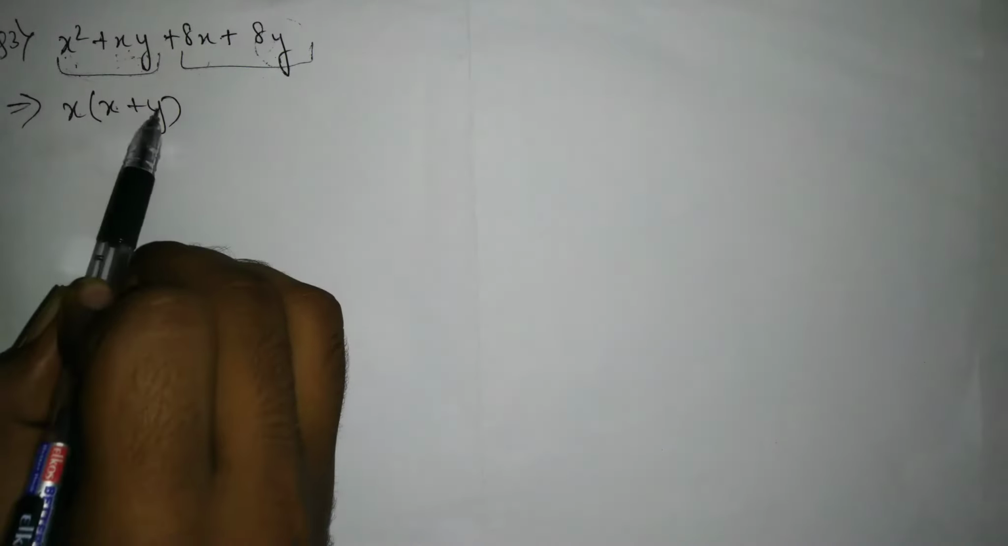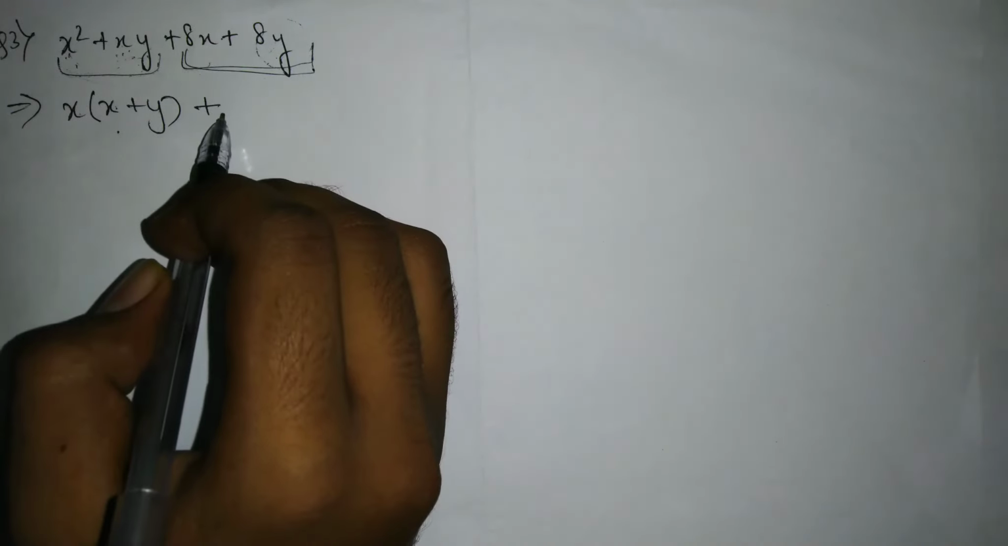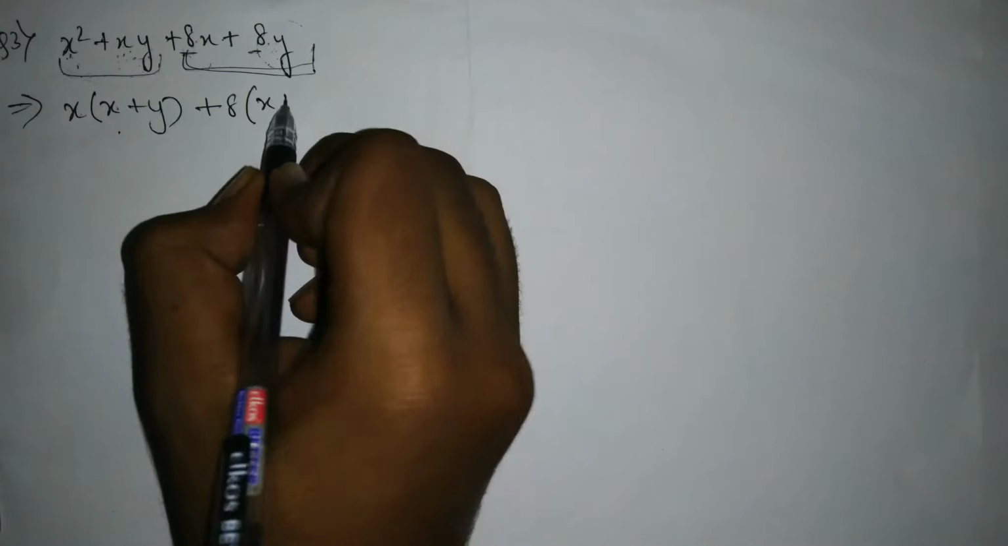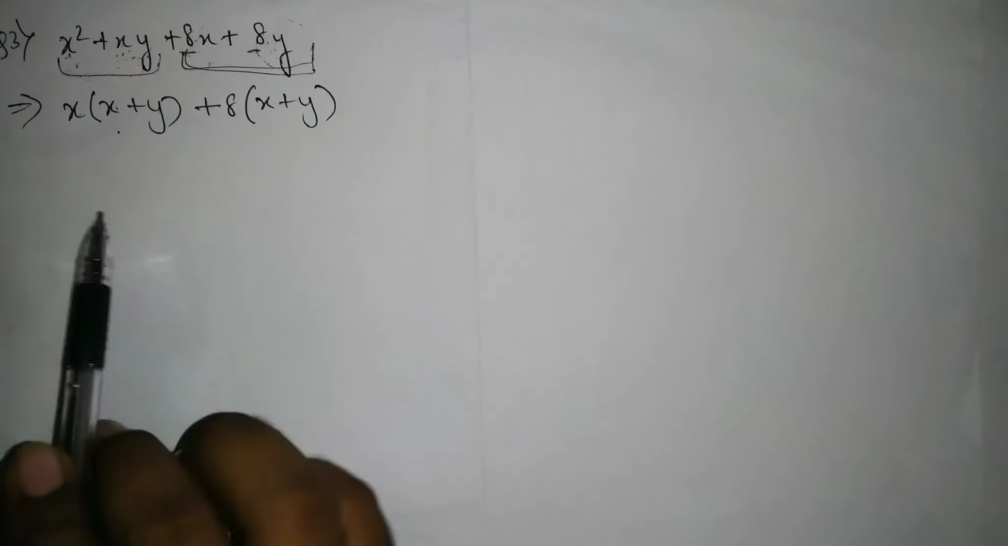Basically what I have done is that x into x is what? x square. x into y is what? xy. So basically x I have taken from here, that means one x is remaining, and x I have taken from here, that means one y is remaining. That's it. Plus here also one group. So from here what can I take common? I can take 8 common. Why? Because in both the terms 8 is common. So 8 I will take outside. What is the remaining thing? x, and here y, because 8 I have taken outside. So when you multiply, you will get the same thing. 8 into x is 8x, 8 into y is 8y.